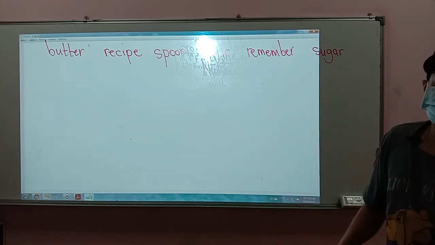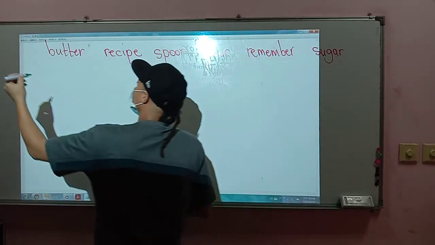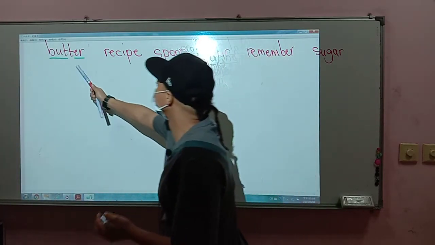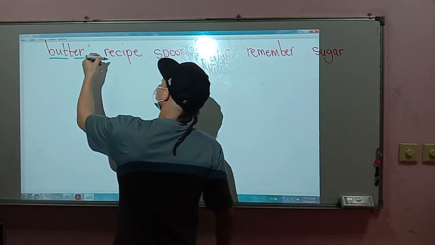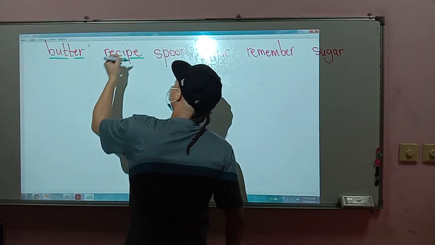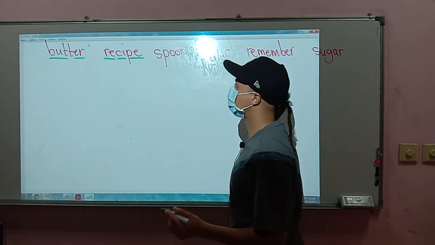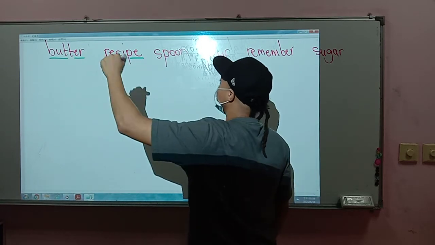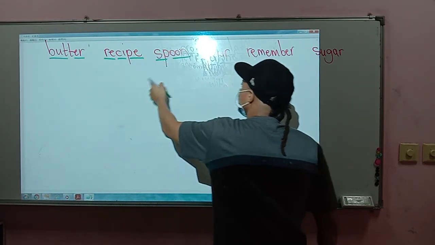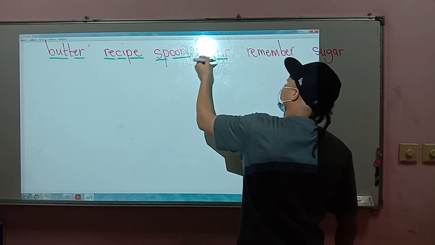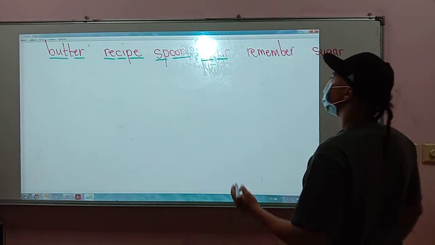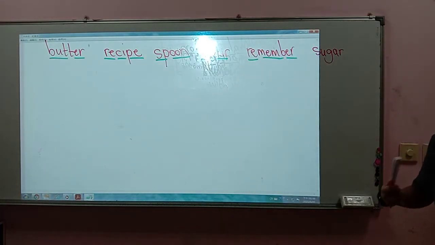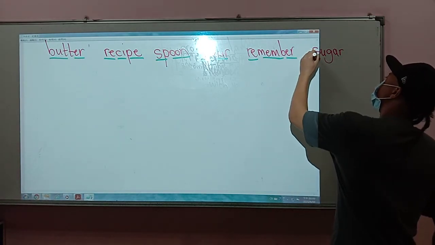Okay, let's practice saying those sounds again, guys. So, butter. Butter. Can you say it? Okay, this one is recipe. Okay, 3 sounds. Recipe. So, recipe. So, can you say it? Okay, and then easy one, spoon, flour, flour. Okay, and remember. So remember. Then we have sugar.